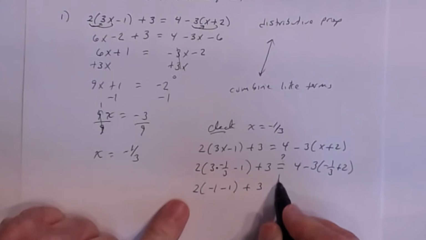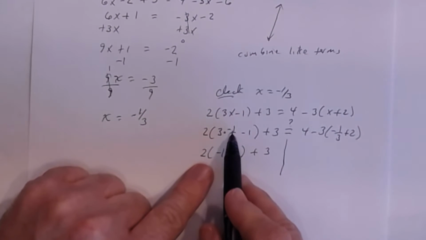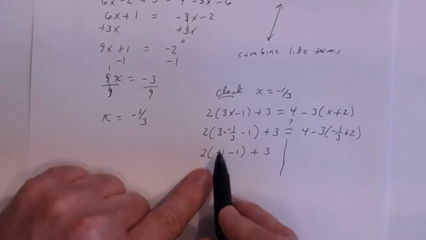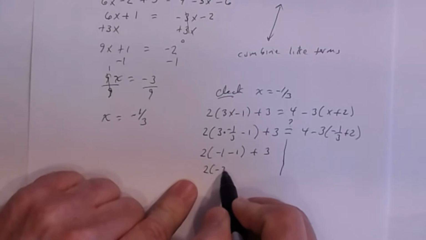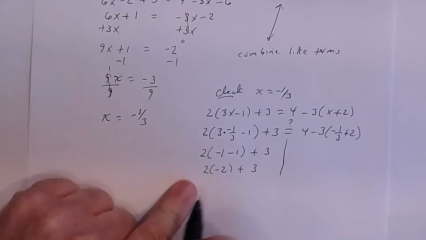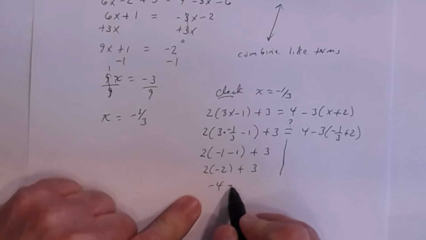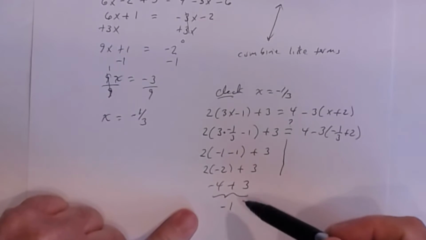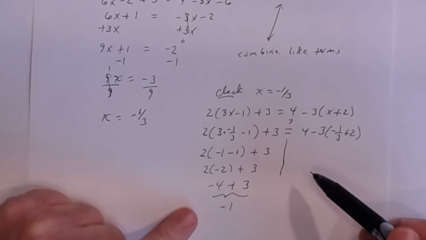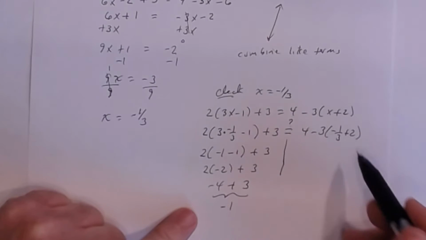And let's just focus on the left side for right now. So 3 times a negative 1/3 is a negative 1. Negative 1 and a negative 1 is a negative 2. So this becomes 2 times a negative 2 plus 3. And I'm going to multiply before I add, order of operations. 2 times a negative 2 is a negative 4. Negative 4 plus 3 is a negative 1. So my left side is equal to a negative 1. Hopefully, the right side is also equal to a negative 1. So let's go to the right side.